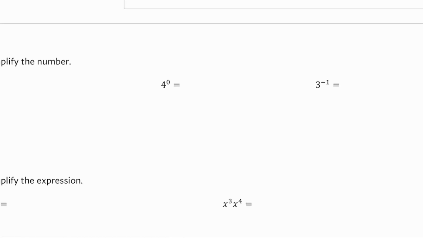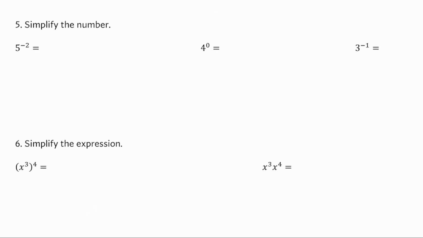All right, these next ones are going to be simplify the number where it's got a negative or a 0 exponent. We can do this. So 5 to the negative 2, we turn it into a fraction and make the exponent positive. 1 over 5 to the 2, that's 1 over 25. Okay, 4 to the 0 is 1. You could just remember anything to the 0 is 1, or you could look at it as 4 to the 5 divided by 4 to the 5, where we would subtract exponents and get 0, right? And anything divided by itself is going to be 1. Okay. And 3 to the negative 1, that's 1 over 3 to the first, which is 1/3.